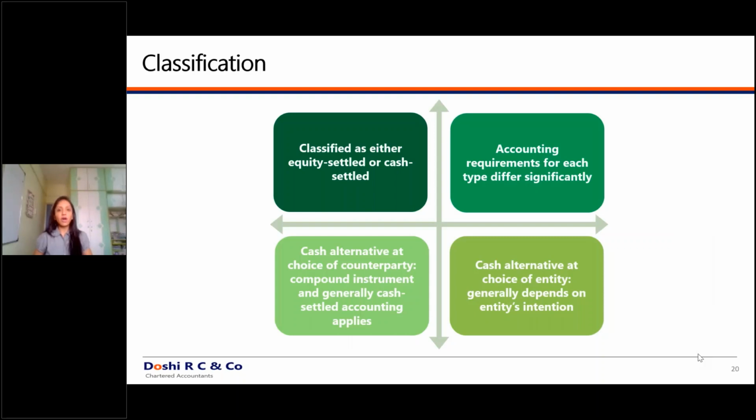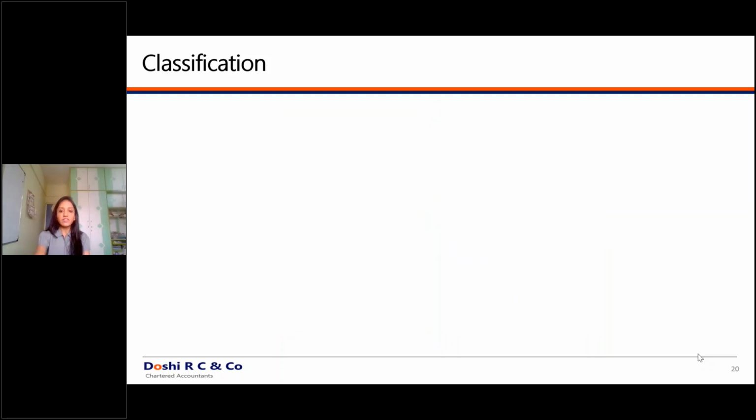Your accounting significantly depends upon whether it is an equity settled share based payment or a cash settled share based payment. Because in option 1 you're going to issue your own equity shares. In option 2 you have to give the cash to the counterparty, to your employees, for example. Then accounting for each of these is separate.